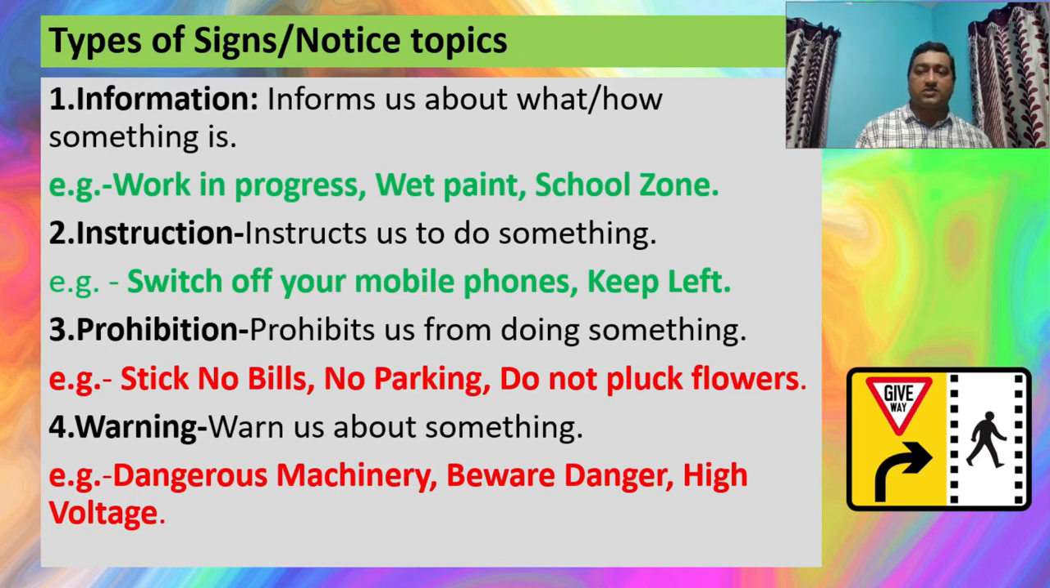Do not touch another, right? Anyhow, like that, there are giveaways. An example of what kind of sign here: information or instruction or prohibition or warning. Yes, I think you have come to the answer. You got the answer that it is an instruction sign. Give way to people here, right? It is a place where we give way to pedestrians, those who walk on the road.